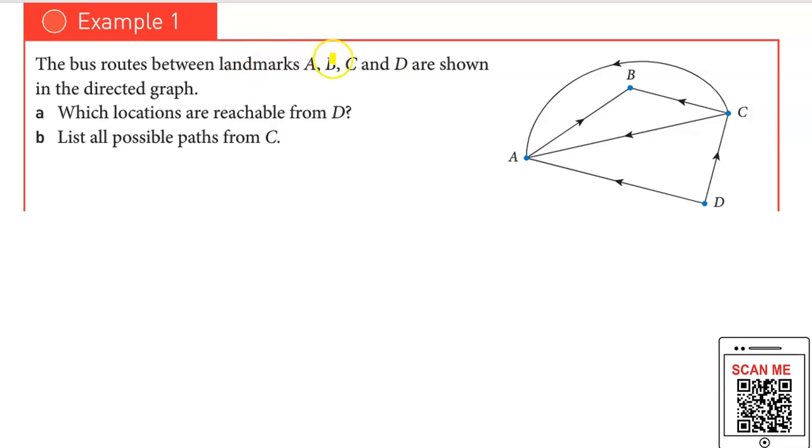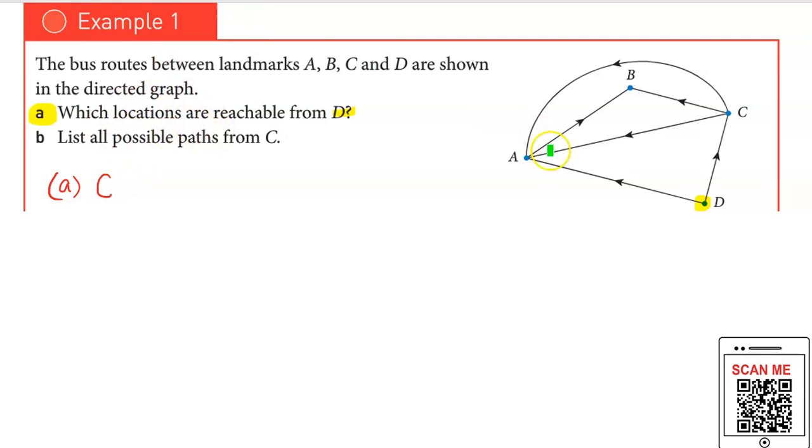The bus route between landmarks A, B, C, and D are shown in the directed graph. Question A: which locations are reachable from D? That means start from D. From D, where can I go? You can see that from D, I can go to C. So which location can I reach from D?